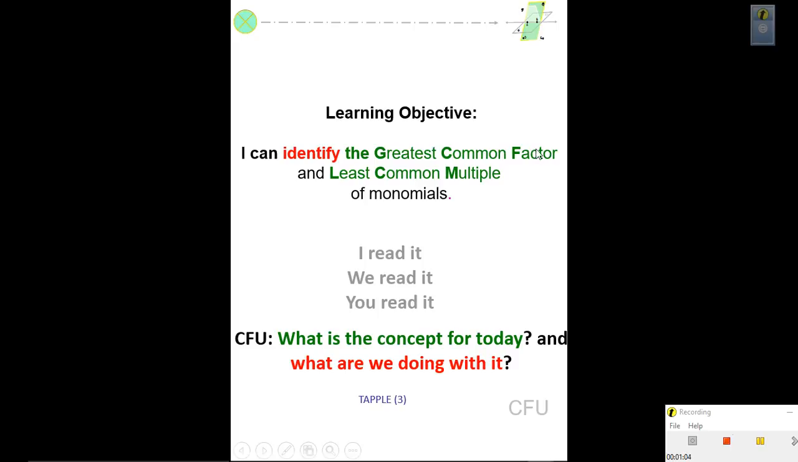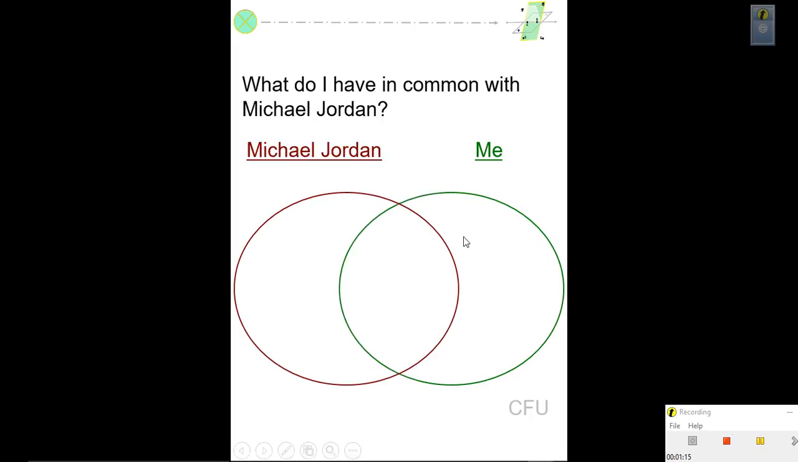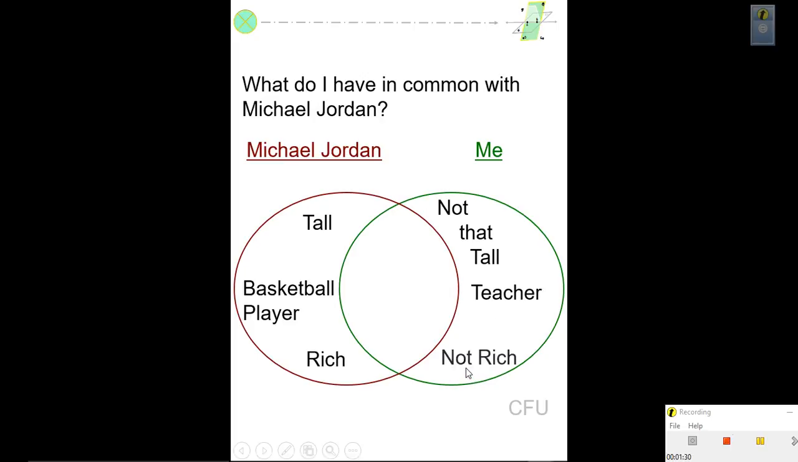Those of you that use it in language arts already know that when you compare stuff, for example, what do I have in common with Michael Jordan? Here it is, Michael Jordan and me. Michael Jordan is tall, I'm not that tall. Michael Jordan is a professional basketball player, I'm a teacher. Michael Jordan is rich, well, I'm not rich. However, the one thing we do have in common is that we both love mathematics. And basketball, but mainly math was one of the things that caught my attention when I was younger, when I started following him.